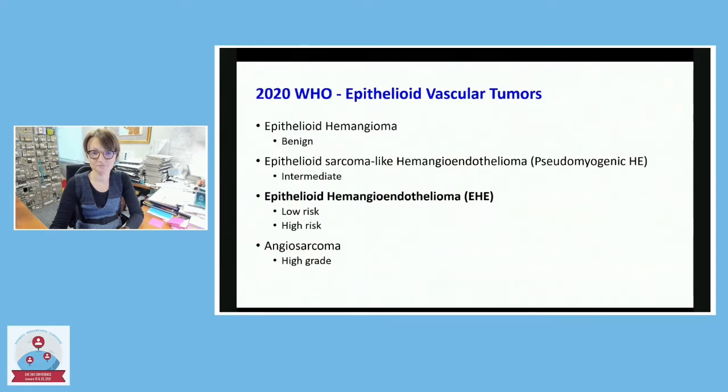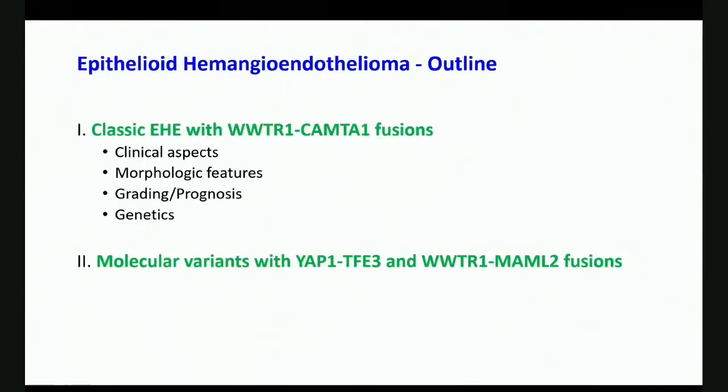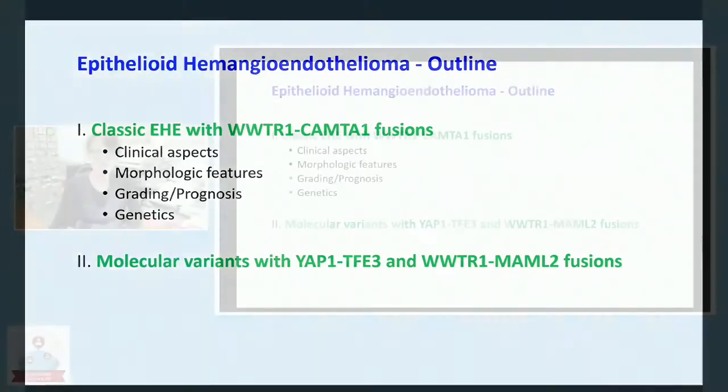I will take the opportunity for today's talk to provide a brief update on the pathologic and molecular subsets of EHE. According to the latest WHO classification, EHE represents a malignant vascular tumor of low to intermediate grade, distinct from other epithelioid vascular lesions such as benign epithelioid hemangioma and high-grade angiosarcoma. As the predominant variant, I will spend most of my talk on classic EHE, characterized by WWTR1-CAMTA1 fusions, and only briefly discuss the other less common genetic variants.